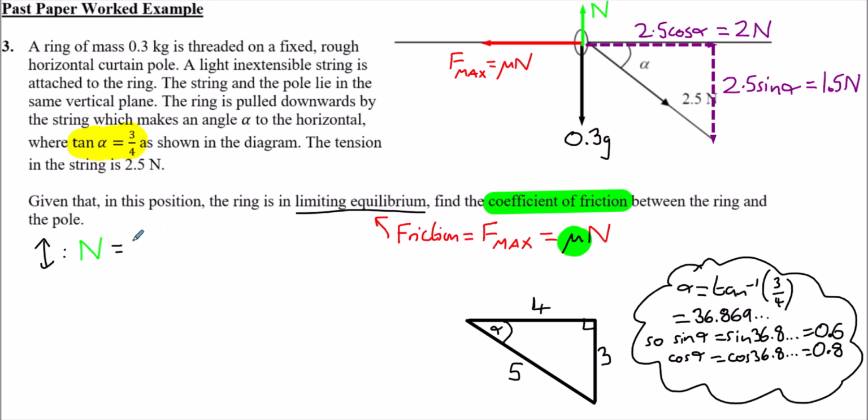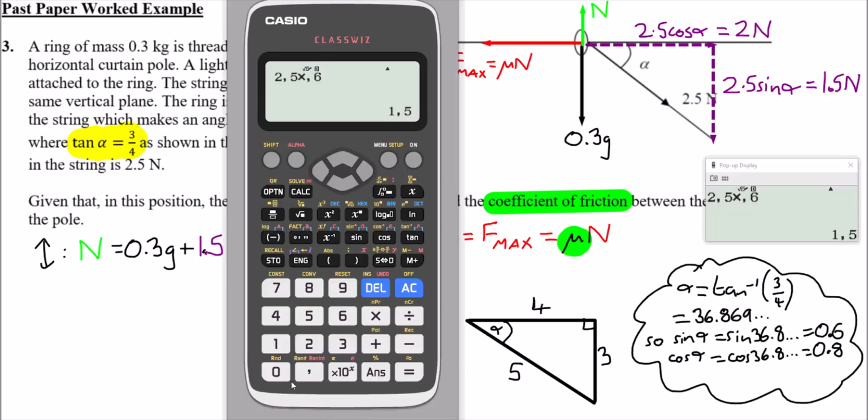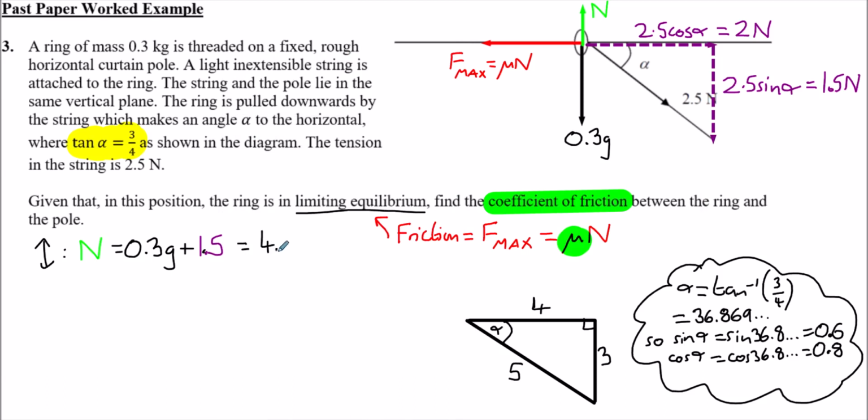And so that'll equal 0.3g plus this 2.5 sine alpha, which we've calculated already is 1.5, based on knowing that tan alpha was 3/4. So it's 0.3g plus 1.5. Let's just calculate that now. 0.3g means 0.3 multiplied by 9.8, then plus 1.5. That gives us 111 over 25, 4.44. So that's 4.44 newtons.